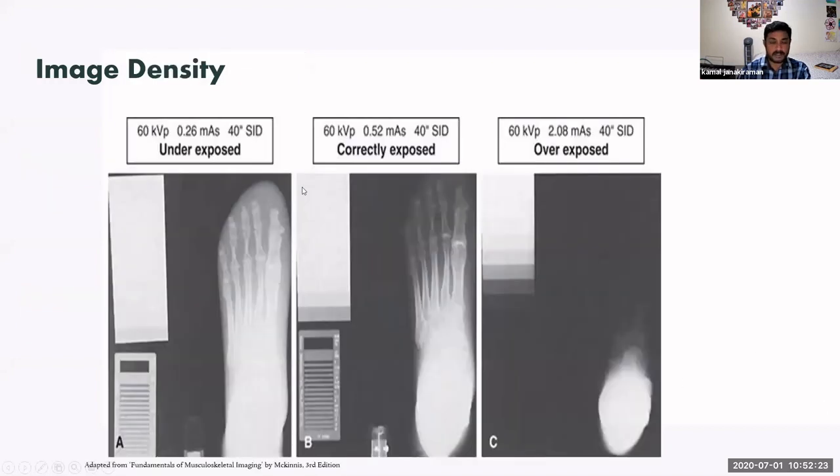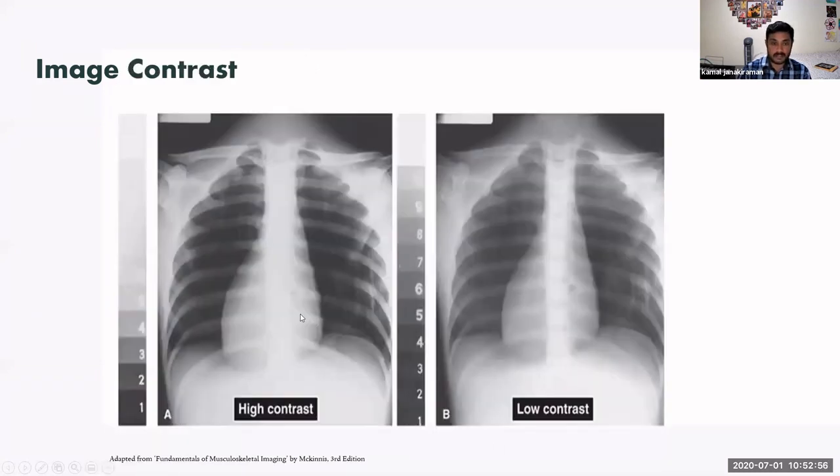I'll explain. For example, the first thing, the image density. So this is an X-ray which is underexposed. That means less X-ray passing through causes this kind of image. This is the correctly exposed picture where you can clearly see the joints properly. And this is the overexposed image where more X-rays are passed through the body tissue, then you don't see anything. Okay. The next thing is the image contrast.